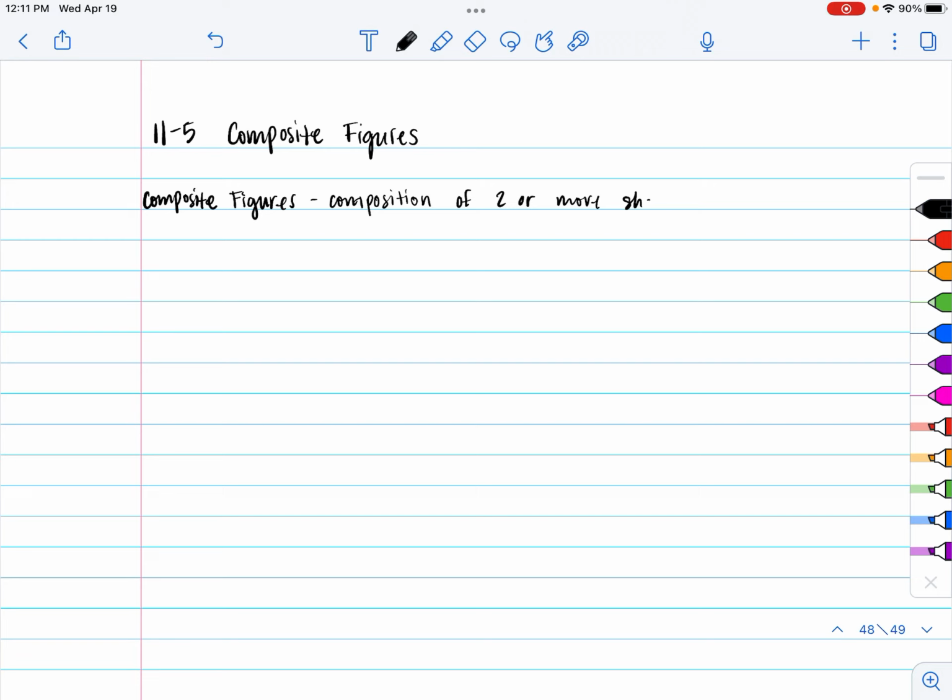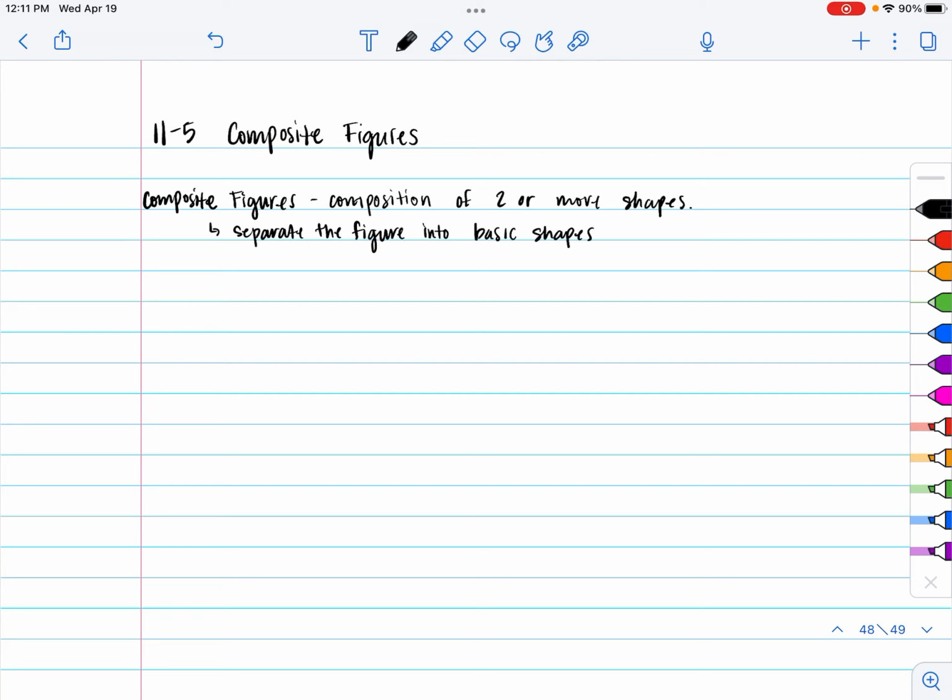So in this particular case, an easy way to think about solving for composite figures is to separate them into regions of basic shapes. So for instance, the idea here is to separate the figure into basic shapes.